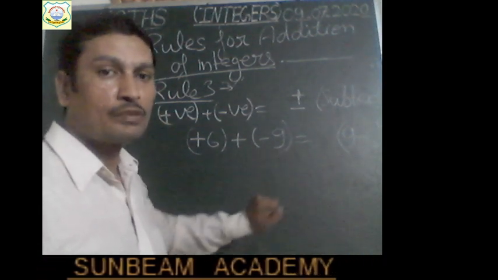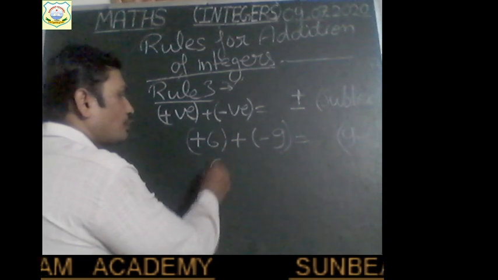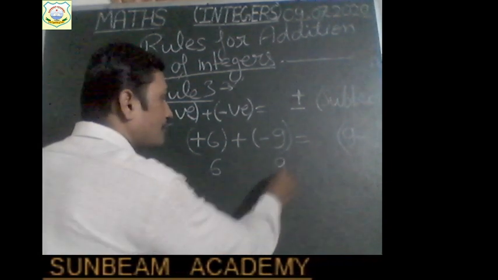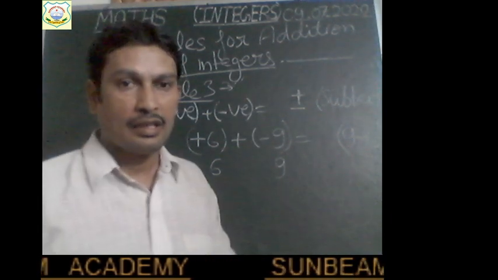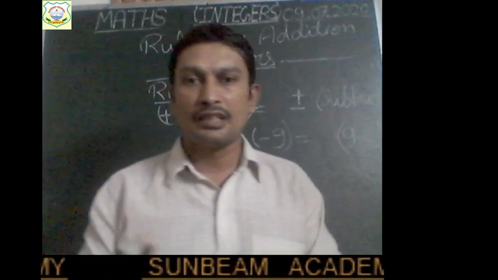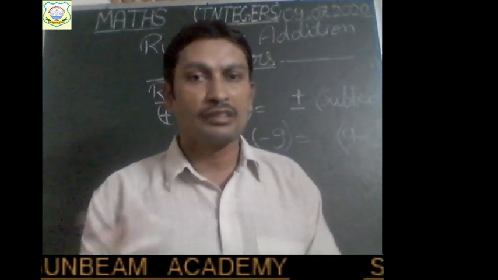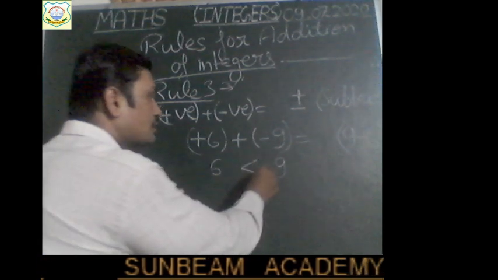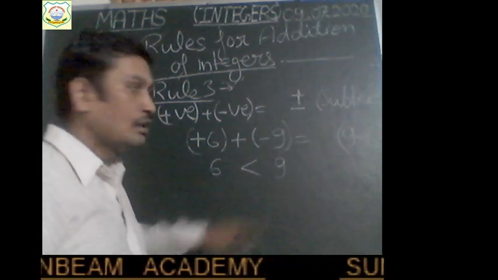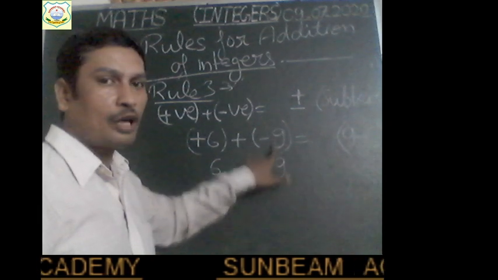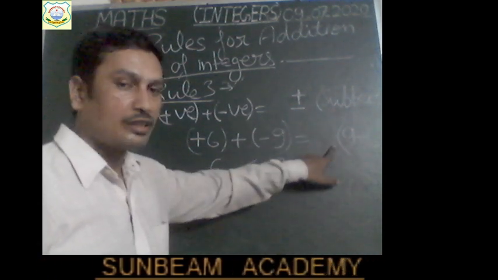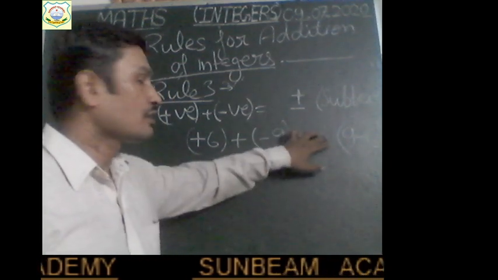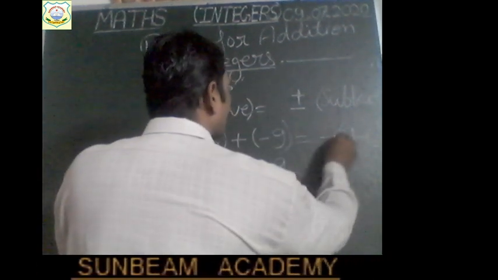It depends on the integers. See the absolute value of the integers. Here, the absolute value of 6 is 6 and the absolute value of minus 9 is 9. In absolute value, we ignore the sign. Absolute value is the numerical value of an integer regardless of its sign. We don't consider the sign. So without sign, see which one is greater. Obviously, 9 is greater. 9 is the absolute value of this negative integer. So your result will be negative. Your negativity is higher, so the result will be negative.